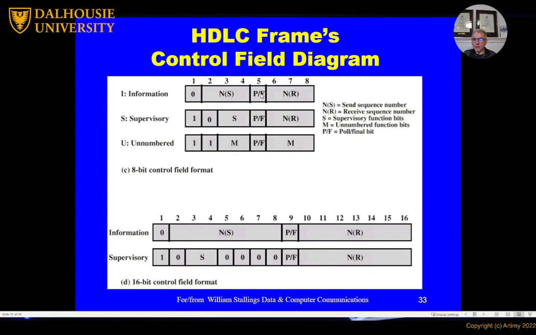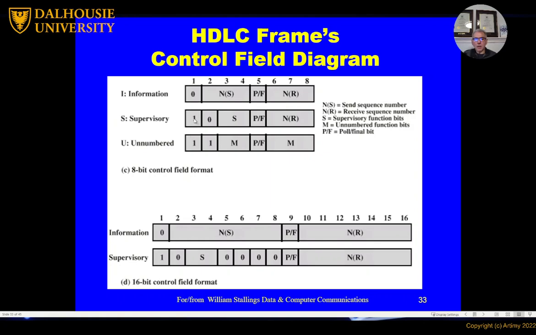We also talked about this polling or poll bit. I'm going to explain it further later, but we saw it before when one of the transmitters sends a poll to the receiver asking it to send back an acknowledgement. That's the bit that we were talking about. But it also has another reason that I will explain.